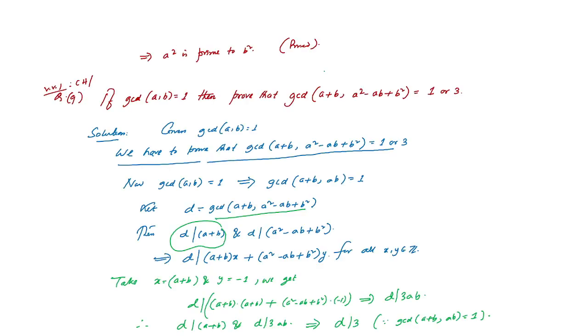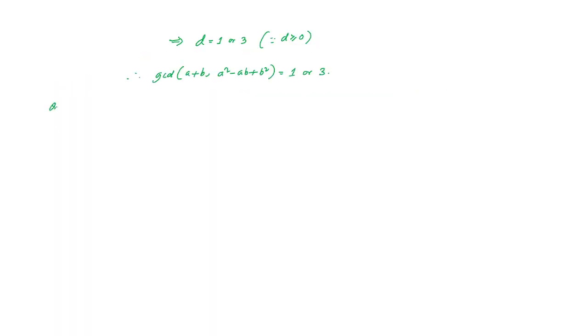Okay, so now we will come to the next question. This is question number 10. That question is also important. The question is: prove that the product of any three consecutive integers is divisible by 6.